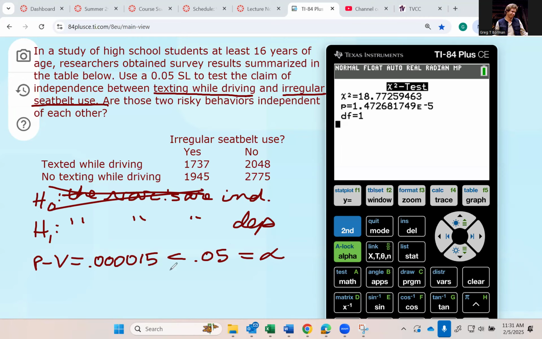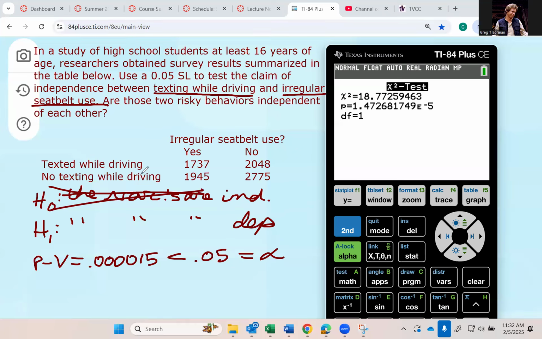Okay, so it would appear that based on what we're seeing here, whether or not a high school student who's 16 years or older decides to text while driving and whether or not they have irregular seatbelt use, those 2 behaviors are dependent. In other words, the more likely you are to do one of those things, the more likely or less likely you are to do the other. So there is some type of relationship.